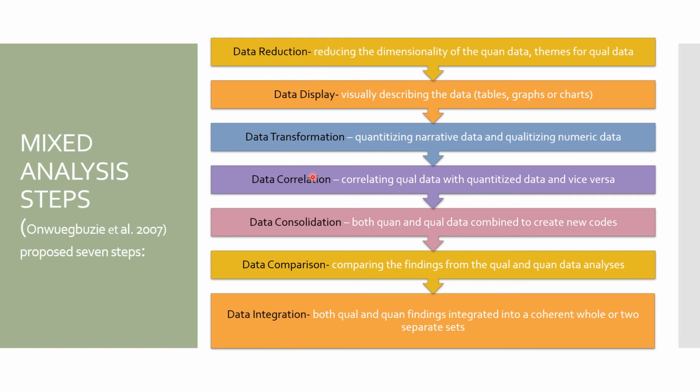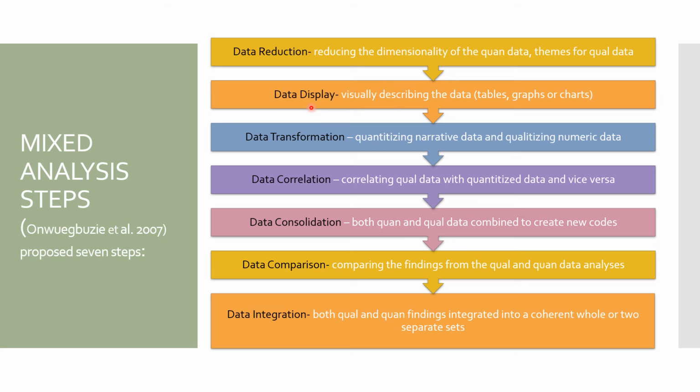Some of these steps, like only the first 3, you could see happening only in cell 1 and cell 2, but because we're dealing with cell 4, all the steps will be pertinent. So the first one we have is data reduction. What do we mean by data reduction? This is really reducing the dimensionality of your quant data, right? And how can you do that? How do you reduce it for themes and so on for qualitative data?